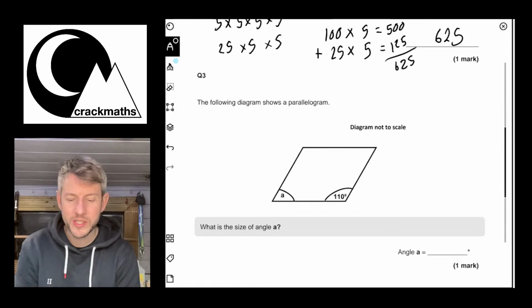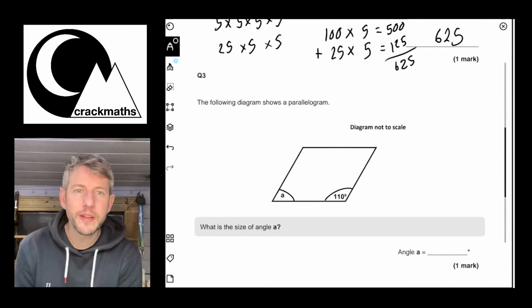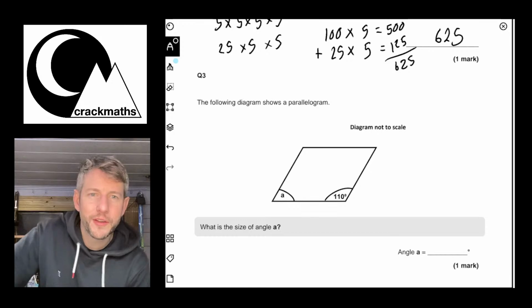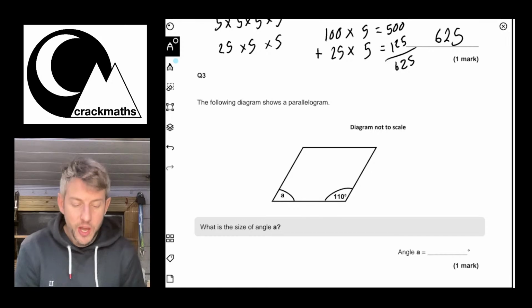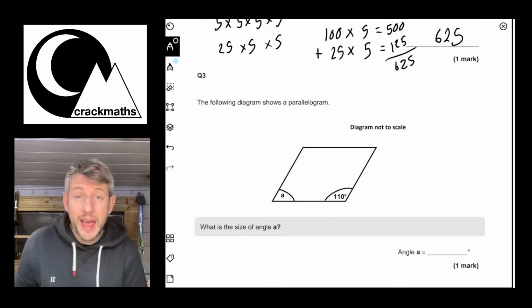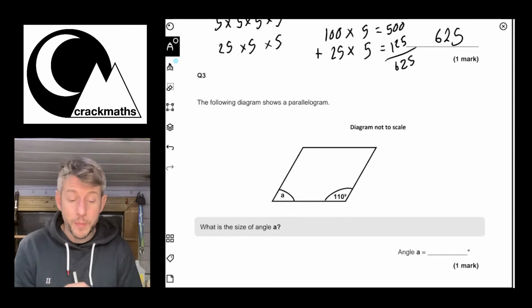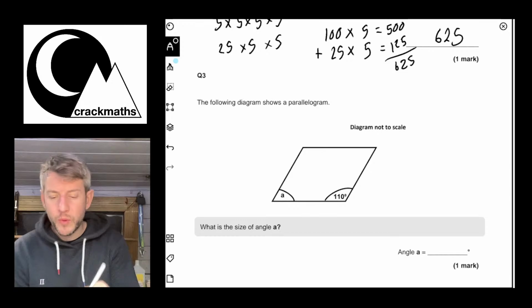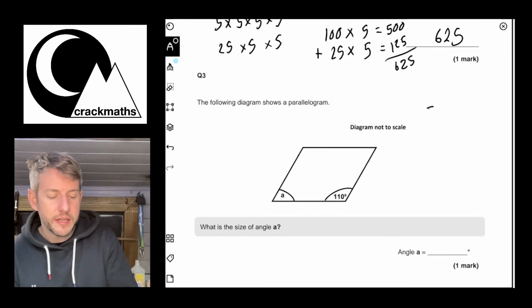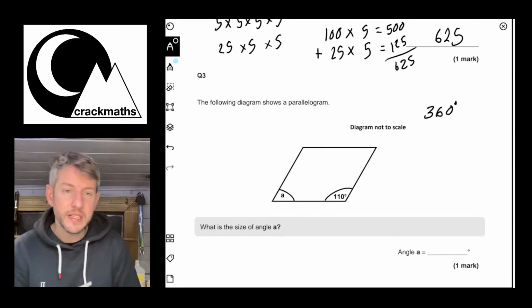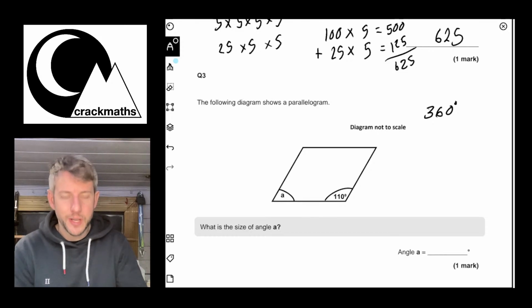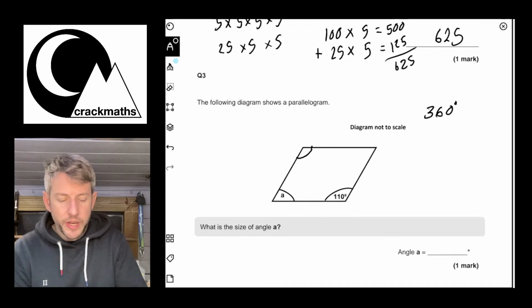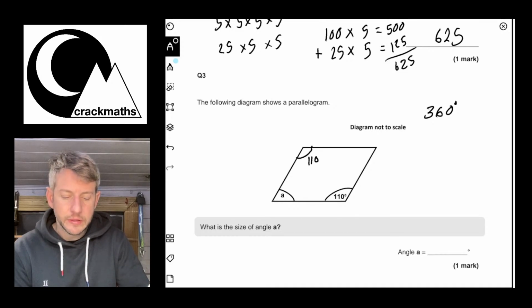Right, let's look at question 3. The following drawing shows a parallelogram, and we need to work out the size of angle A. A couple of things to know: a parallelogram is a 4-sided shape, and 4-sided shapes have angles totalling 360 degrees. Also, opposite angles in a parallelogram are the same, so this one here would be 110 degrees as well.